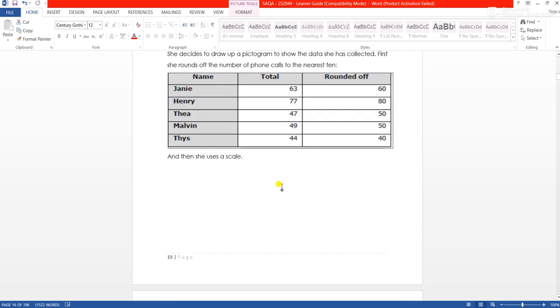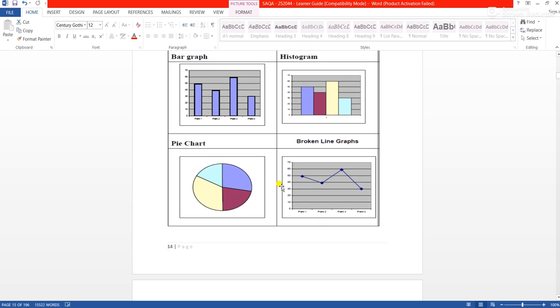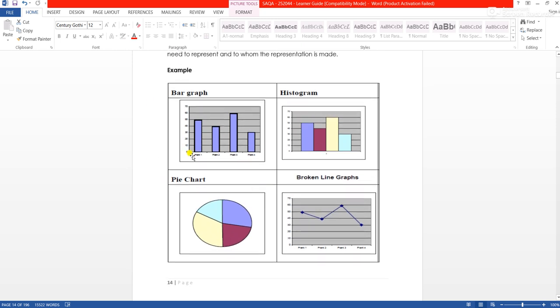If you can check, let's just go up to page 14. The difference between these two graphs is that with a bar graph, there are spaces in between your bars, compared to a histogram, where there are no spaces in between. That's the main difference between a bar graph and a histogram. In most common cases, you'll be asked to provide a histogram based on the frequency table that you've been given, or a bar graph. So you just have to know the difference: a histogram doesn't have spaces in between.